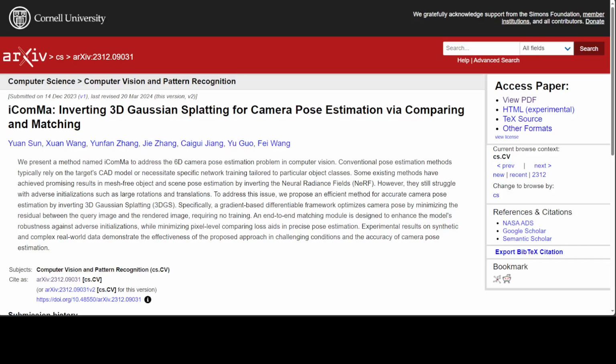A key feature of this approach is the integration of a matching strategy, which significantly enhances the effectiveness in addressing challenging initial states. Additionally, the adoption of a render and compare method ensures the accuracy of the optimization process in the final stages, which is crucial for downstream applications of pose estimation tasks. The experimental results demonstrate that iComMa effectively balances the robustness and accuracy of camera pose estimation, making it a valuable tool for tackling the challenges of complex pose estimation tasks.